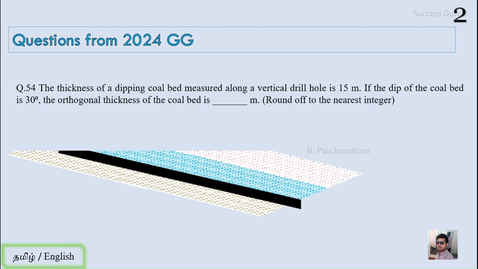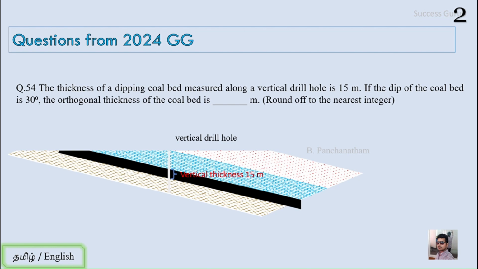Let us consider these are the different formations. We have four types of formation. A rock type is dipping at almost 30°, and this black bed is our coal seam, which is of interest. In the question, they made a vertical drill hole, so let this be the vertical drill hole. In this drill hole, the thickness of the coal seam recovered is 15 meters. That is the vertical thickness, right?